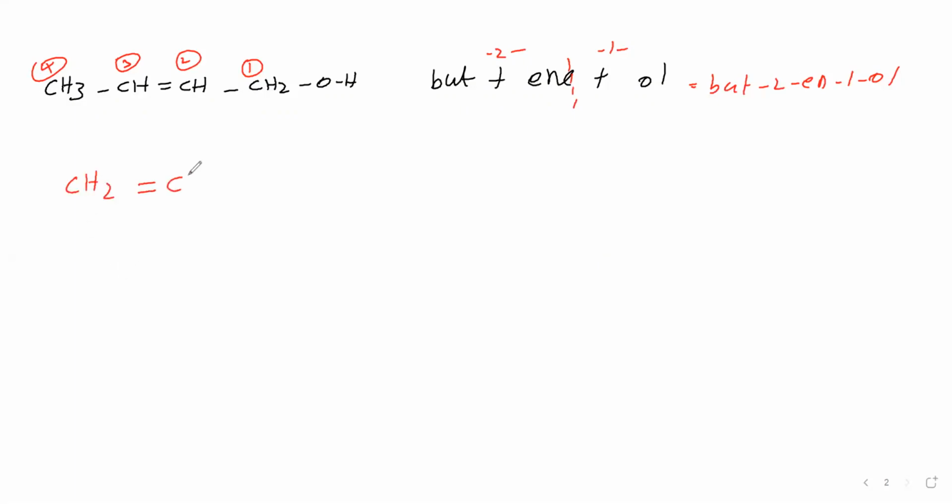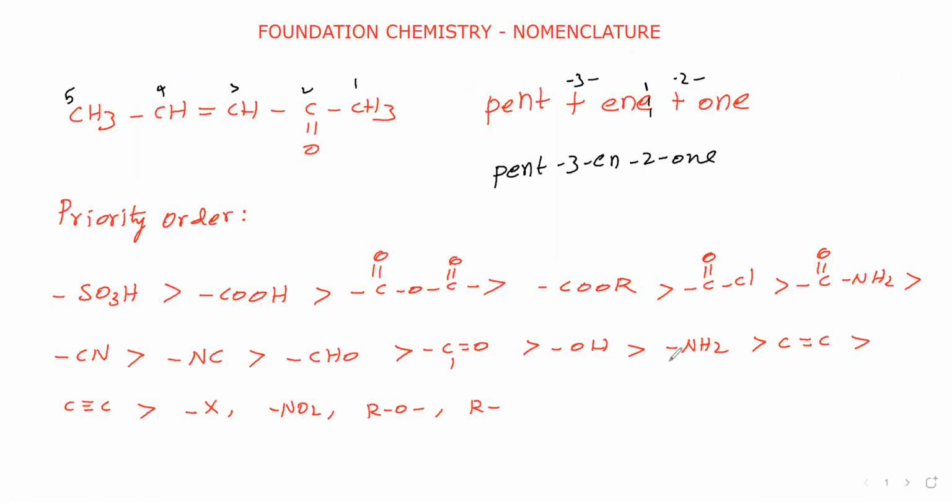CH2 double bond CHCl. Here what functional groups are there? See, one is a C=C double bond, another one is Cl. C=C double bond is here, Cl is here. X means F, Cl, Br, I. These are called halogens. Halogens come under X. So C=C double bond and Cl, which has higher priority? C=C double bond. Cl has less priority.